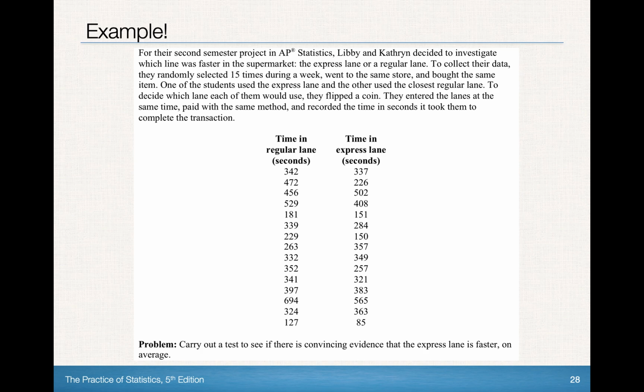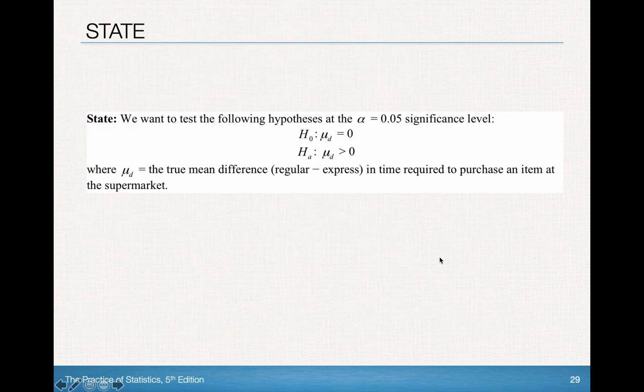So you'll see the time in the regular lanes on the left, the time in the express lanes on the right. Carry out a significance test to see if there's convincing evidence that the express lane is actually faster on average. Just remember that a larger number here means slower, right? Larger numbers mean slower because it means more time was taken. So we have to create hypotheses.